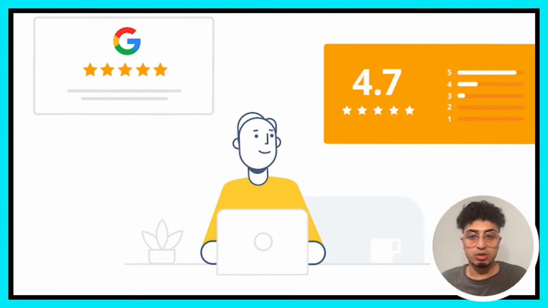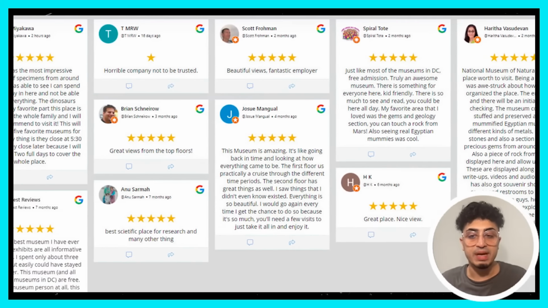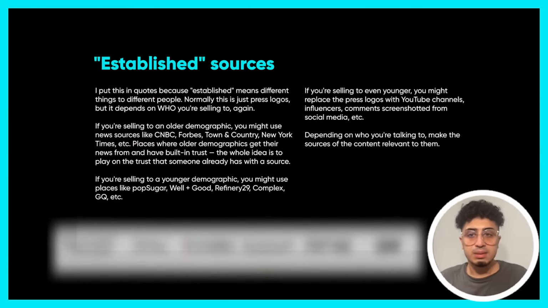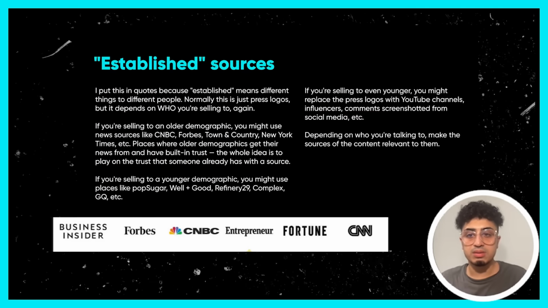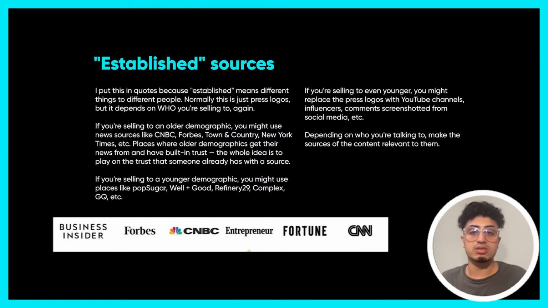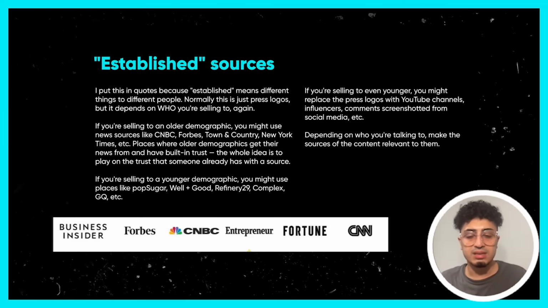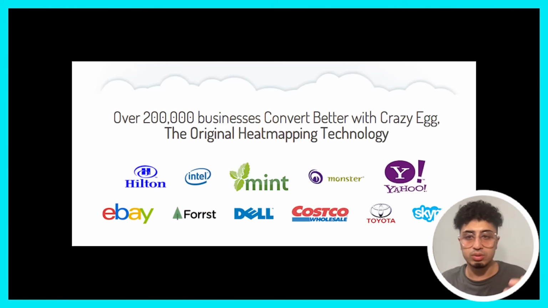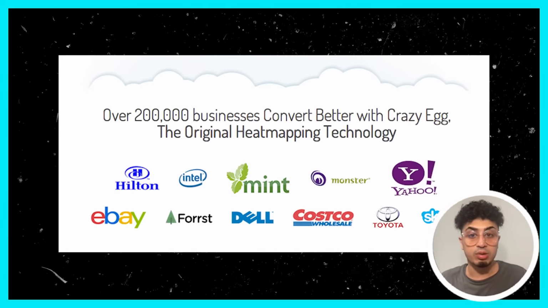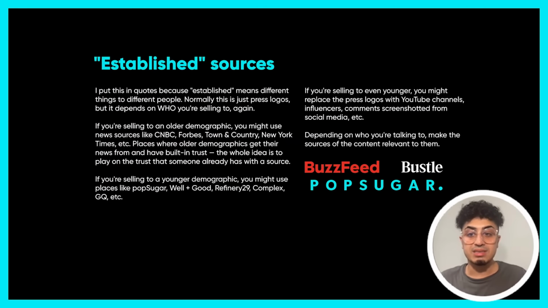When we put reviews on your product page, we look at reviews that specifically call out how someone's life has benefited from that product. The second type of social proof is established sources. I put this in quotes because established means different things to different people. Normally it's just the press logo, but it depends really who you're selling to. If you're selling to an older demographic, you might use a news source like CNBC, Forbes, Town and Country, New York Times, places where older demographics get their news from and have built-in trust. The whole idea is to play on the trust that someone else has with that source.